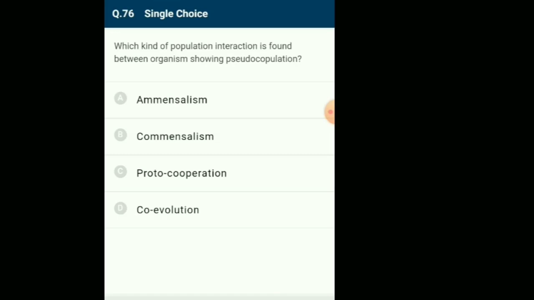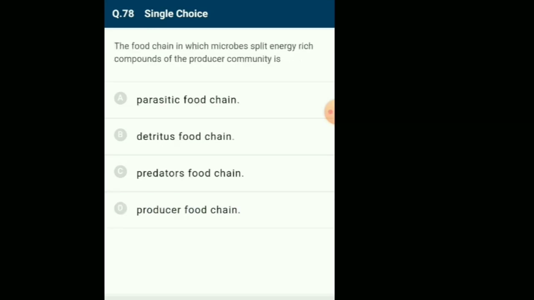Thus, the best cheater plant is Ophrys. The significance of the co-evolution process can be understood here. If the female bee changes its color pattern even slightly, the success of pollination will be reduced unless the orchid flowers co-evolve to maintain the resemblance of its petals to the female bee. So the answer is option D. Co-evolution. Question number 78. The food chain in which microbes split energy-rich compounds of the producer community.